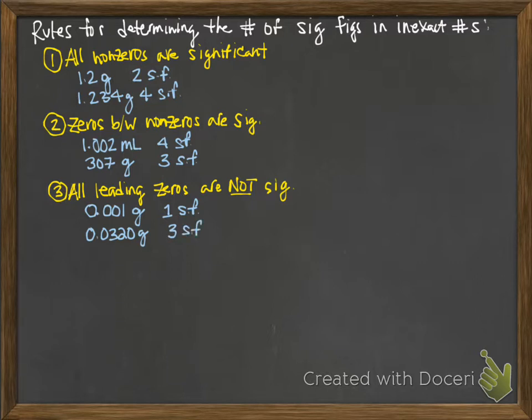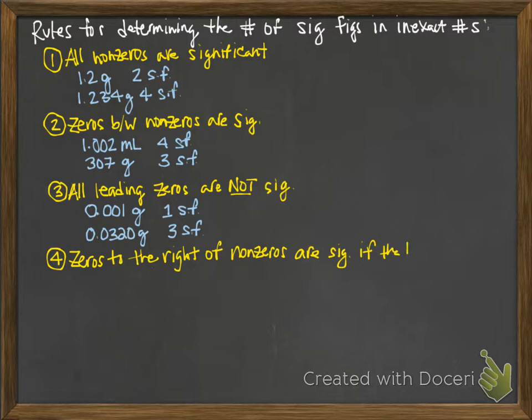Our next rule is that if we have zeros to the right of a non-zero, they are significant if the number also has a decimal point. So zeros to the right of non-zeros, like we just saw in our last example, are significant if there's also a decimal point. Just like before, 0.0320, we have that 0 to the right of the 2. There's a decimal point there, so we consider it significant.